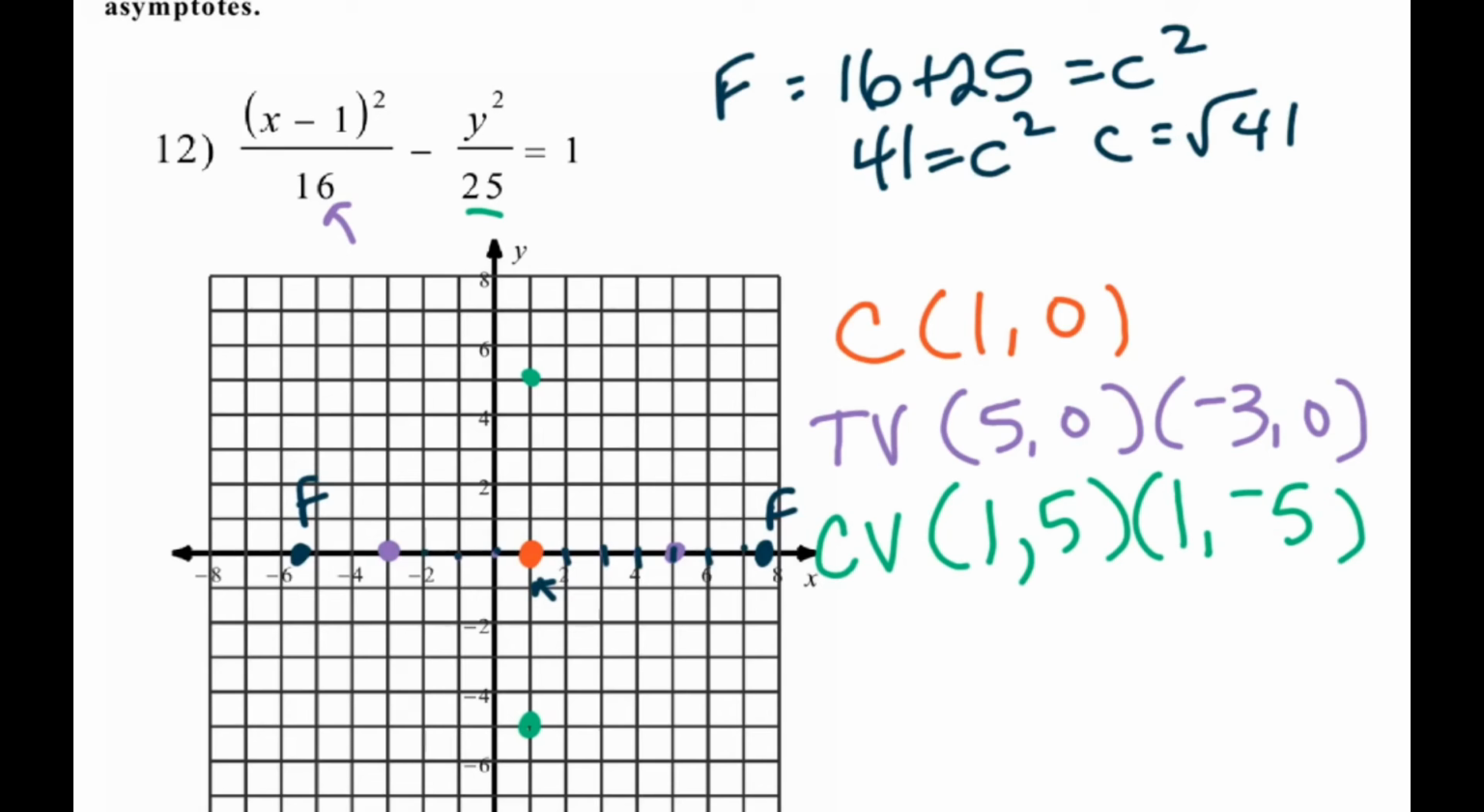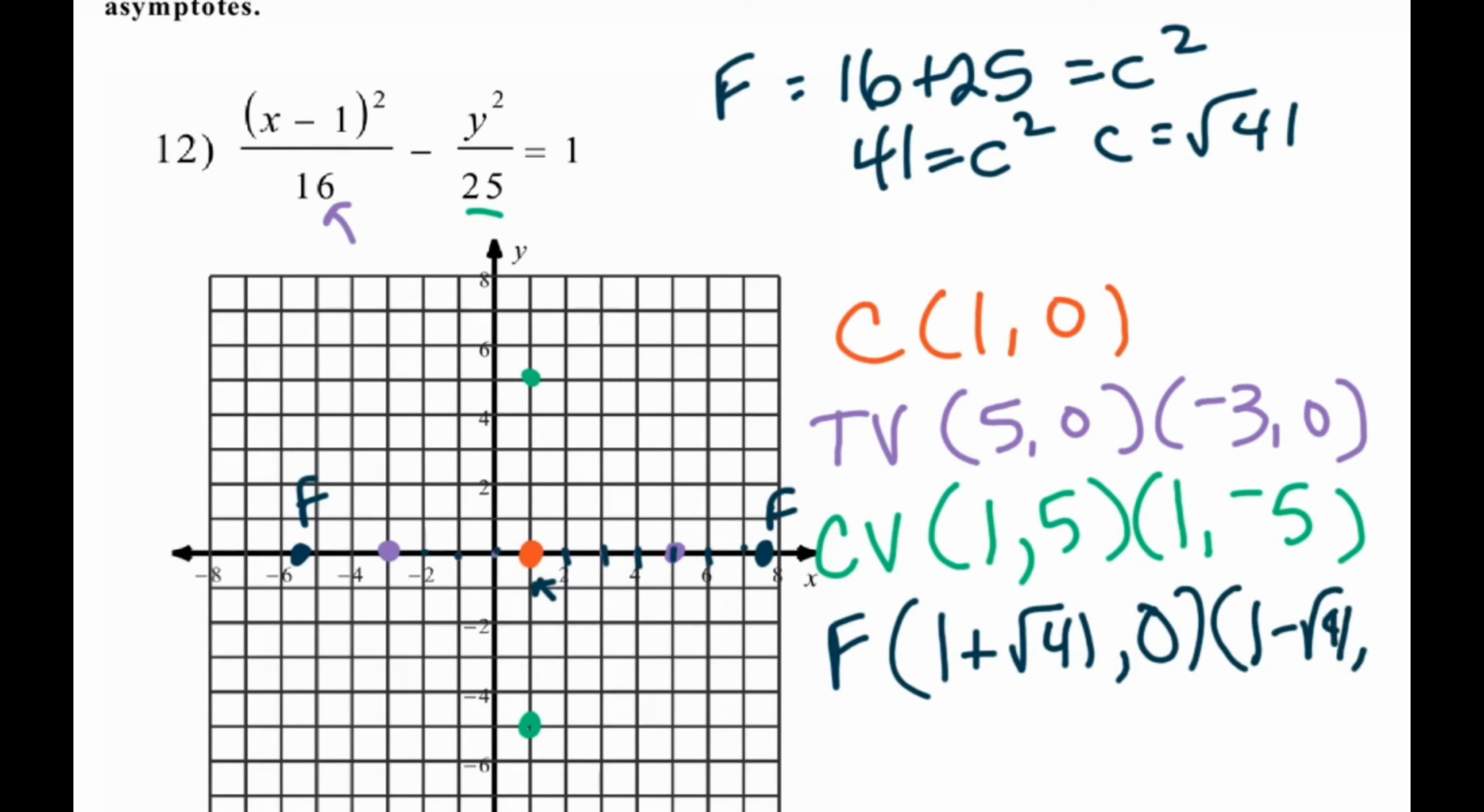Okay, so the thing that I have to do when I write my ordered pairs is use plus and minus signs. I'm going to start at 1 and add square root of 41, and go up 0. And I'm going to start at 1 and subtract square root of 41, 0. So when you're doing the foci on something like that, when it's translated, you have to really pay attention to where your center is and where you're starting.